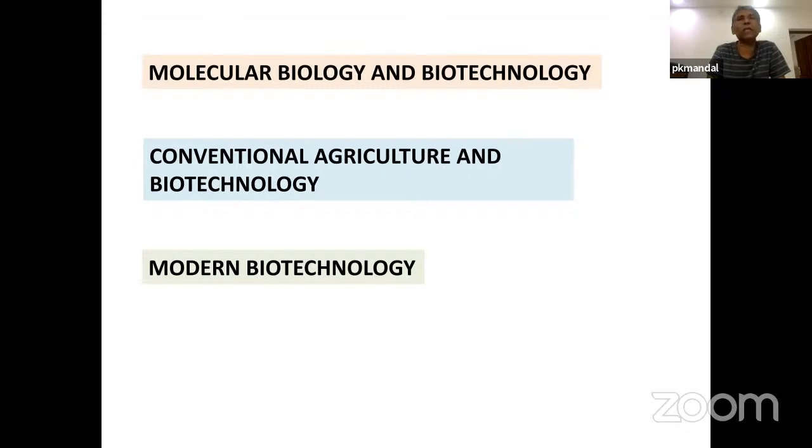Conventional agriculture is normally you are just developing a variety by crossing and then selecting them, and then you are telling, yes, this variety is very good. But when you are coming to biotechnology, which we naturally don't do, we use molecular biology techniques, and we know if I manipulate in such a way, then we'll get such kind of product. So there it is.